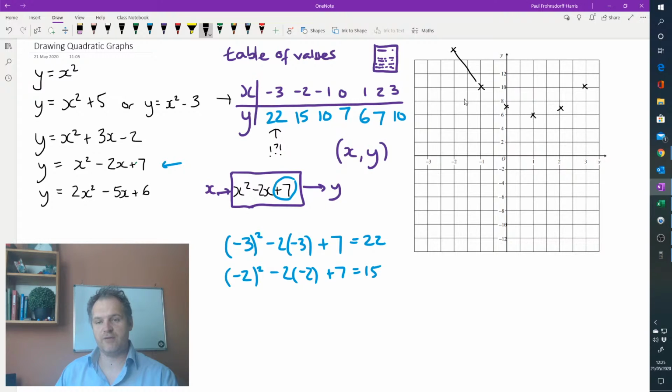So we draw the curve. It doesn't matter that I didn't fit the 22 on, as long as the graph shows everything. I write the name, which was y equals x squared minus 2x plus 7. And I always add in my line of symmetry. That line is called x equals 1.